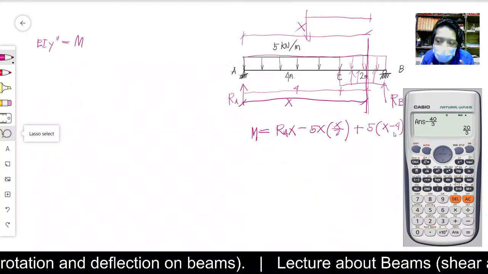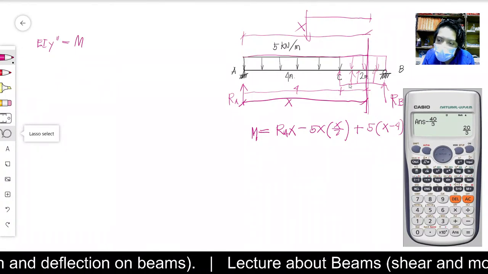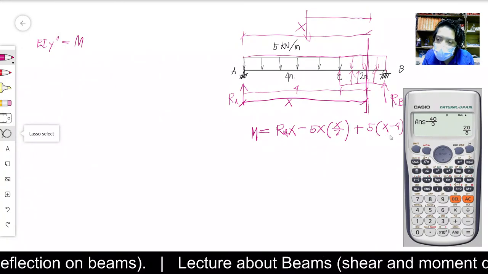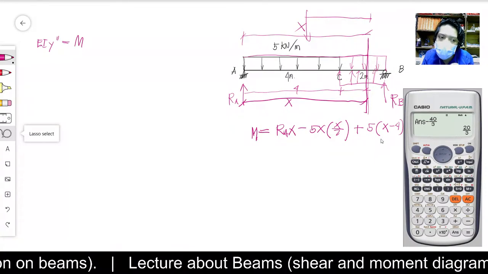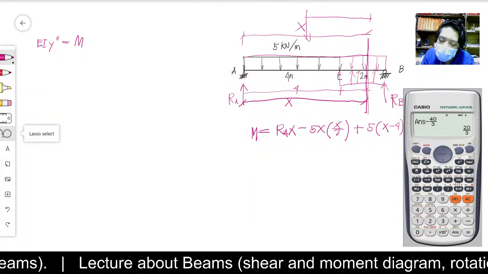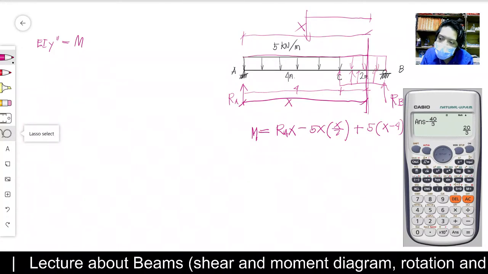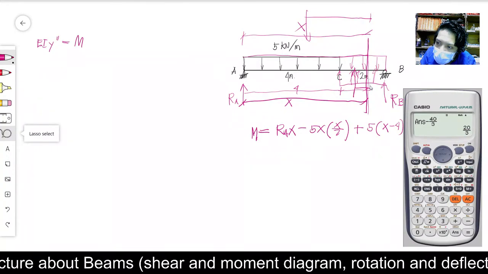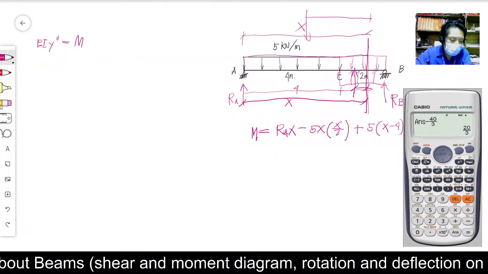Take note, this is the magnitude of the uniformly distributed load, this 5, and this is the distance where the load is acting. When you multiply, that's the magnitude of the force only. Multiplied by the moment arm, that is x minus 4 over 2.